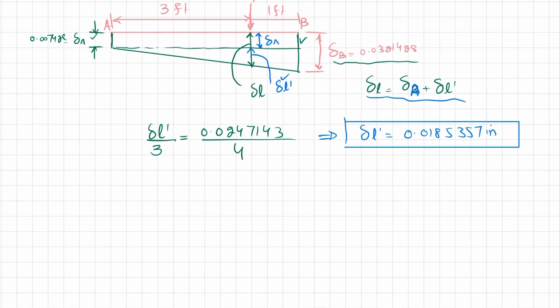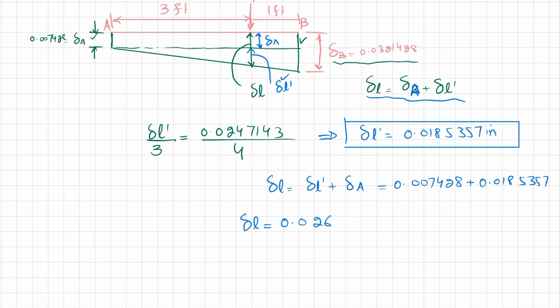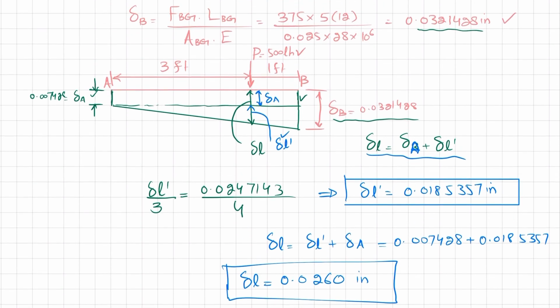Now you know that del L is equal to del L dash plus del A. So it is equal to 0.007428 plus del L dash, which is 0.0185357. So from here you will get del L equal to 0.0260 inch. So this is the displacement of our point where the load P of 500 pounds is applied.